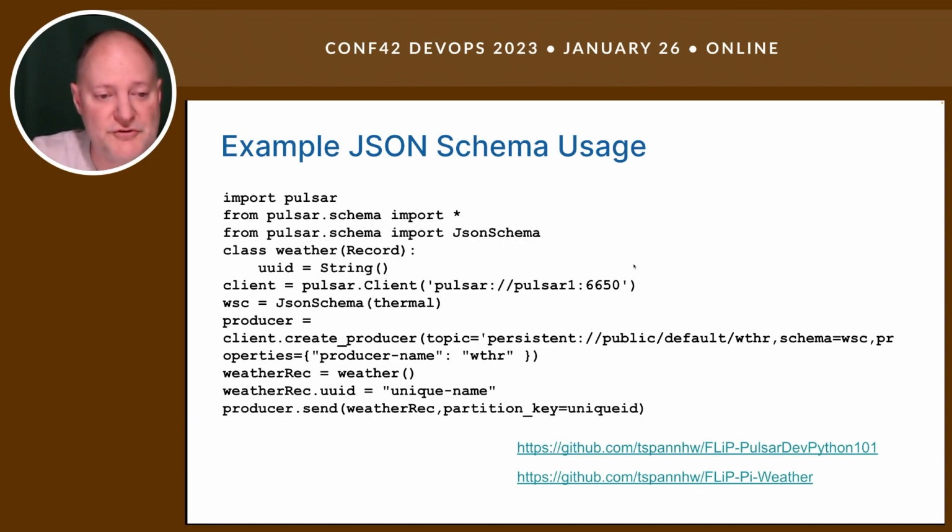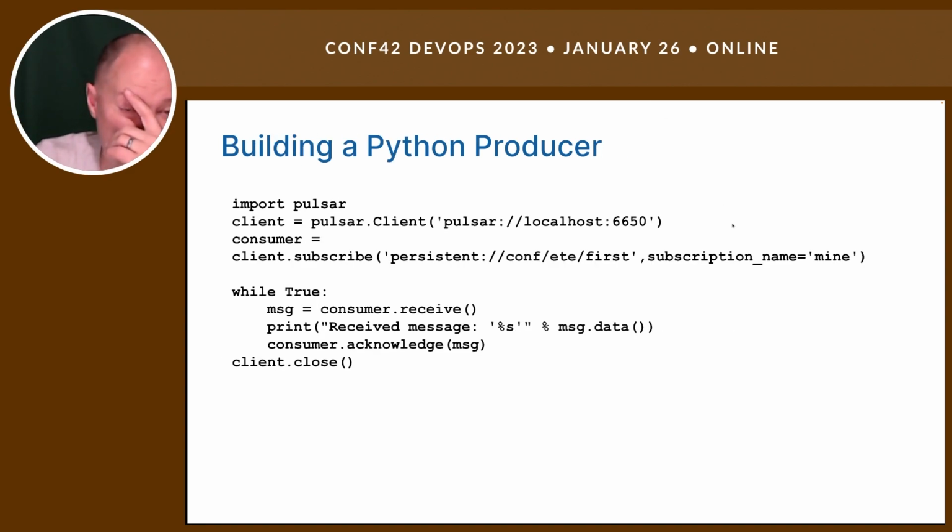Do the same thing with JSON. You see the idea, really simple. You can use those same records. Maybe you want one topic with JSON schema, one with Avro. Depends on your downstream systems, maybe. It's up to you. Again, if you want to produce messages, pretty easy.